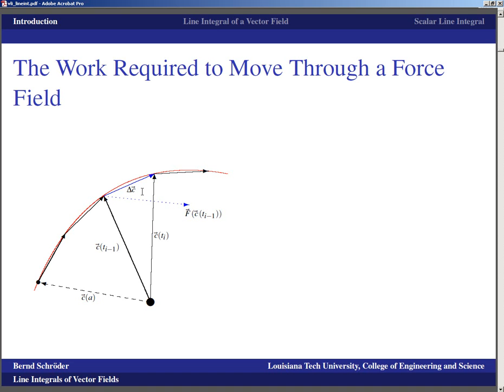And, well, what would that mean? That would mean that the work required to traverse this little piece delta c here is actually delta w, delta work, is approximately force at the starting point times the displacement, with a dot product being the times. And yeah, that is of course what we already knew from vectors, right? This is that work is force dot displacement.